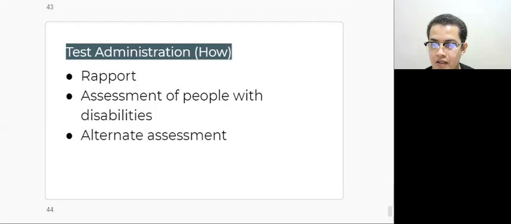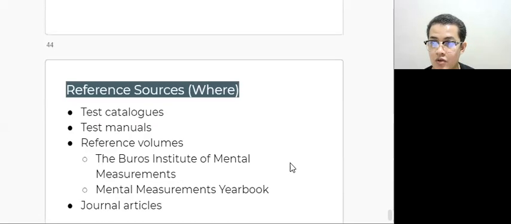And finally, let us talk about the reference sources that we may consider. We are going to find resources for these test materials. First, we have test catalogs. Test catalogs give detailed information concerning the development of a particular test and some technical information relating to it. It should be found in the test manual as well, which is usually available from the test publisher.